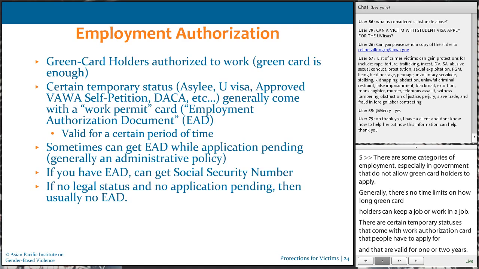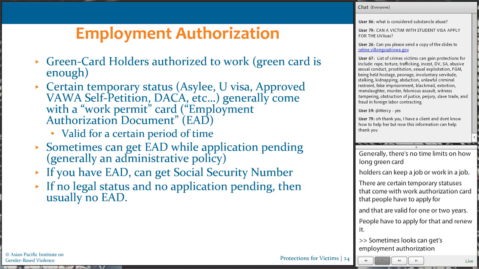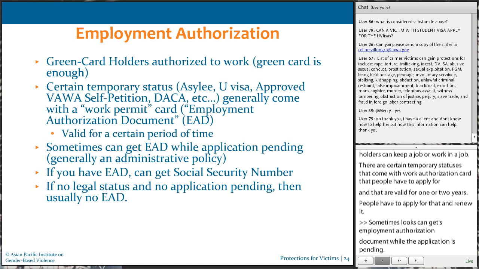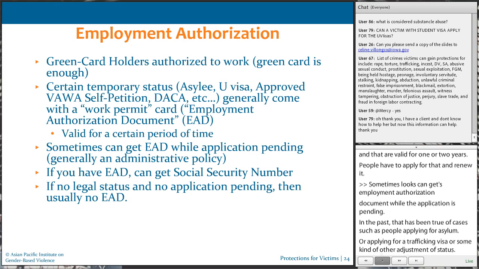Sometimes folks can get an employment authorization document while the application is pending, and in the past that has been true of cases such as people applying for asylum, or applying for a trafficking visa, or applying for some other kinds, for adjustment of status if they're waiting for a green card. And in the past, the programs allowing for that have been much more generous and flexible and timely.